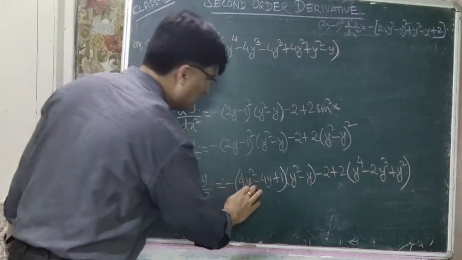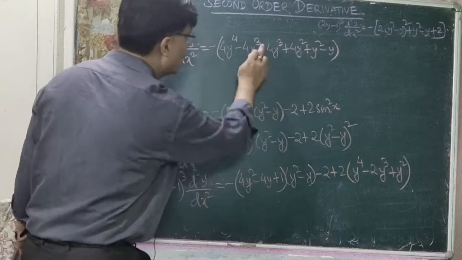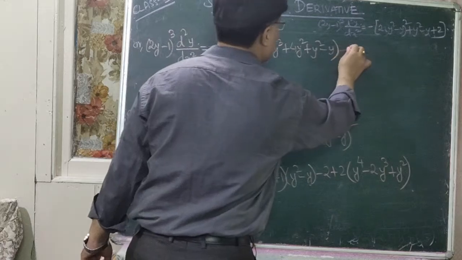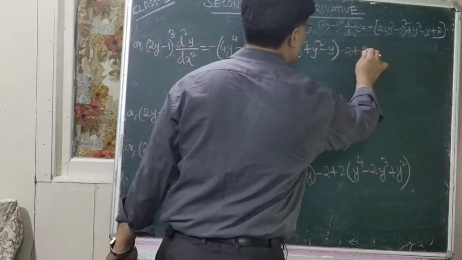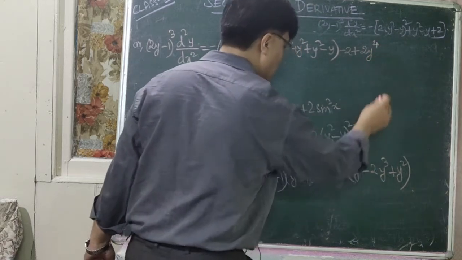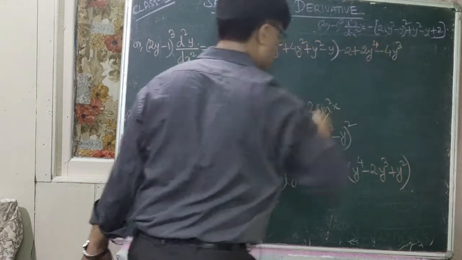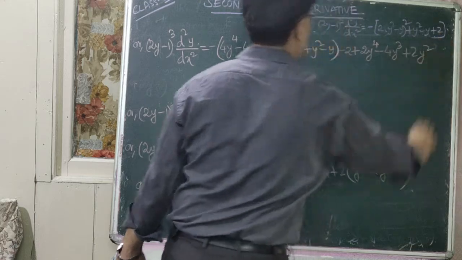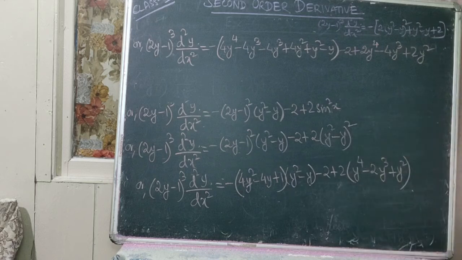So minus sign is there. We are multiplying these two factors. It is 4y to the power 4 minus 4y cube minus 4y cube plus 4y square plus y square minus y, right? So minus 2 plus, now multiply by 2 there. It is 2y to the power 4 minus 4y cube, then plus 2y square. So I think you have understood it. Okay. Now again you can simplify it further.